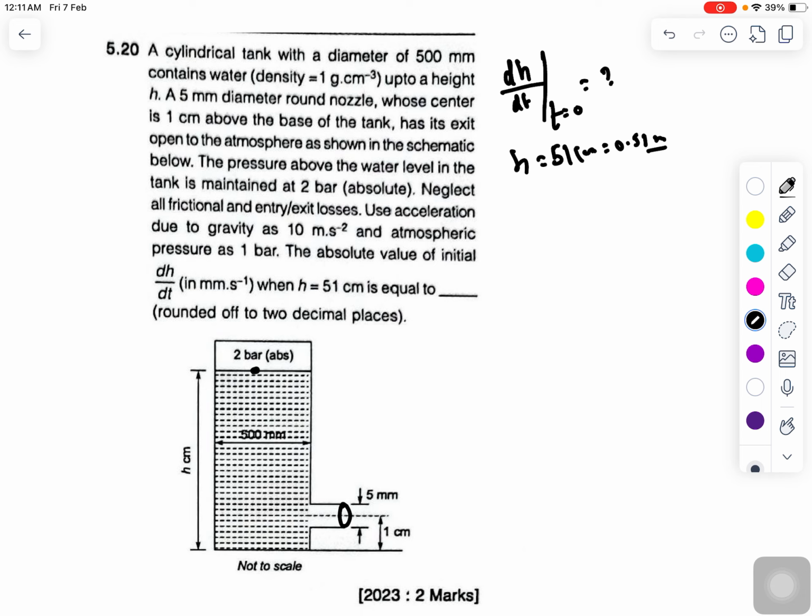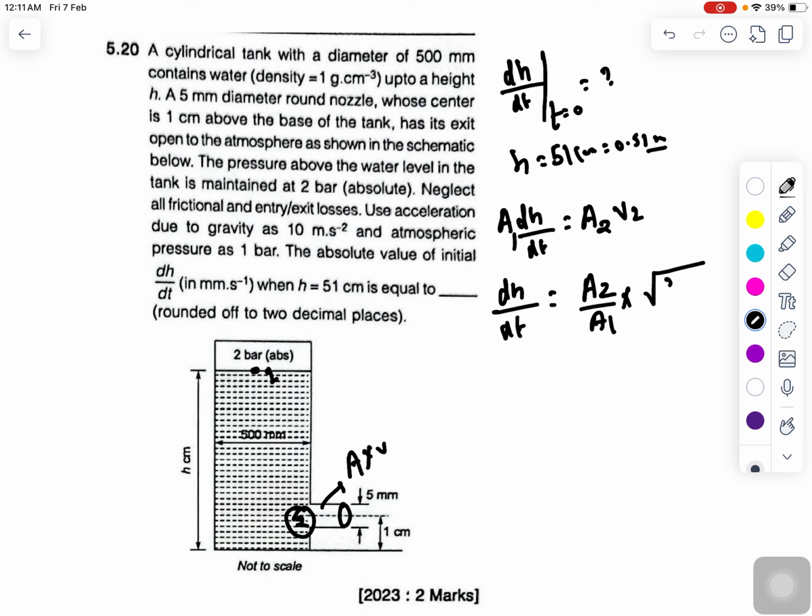If I apply the continuity equation, I can write A1 dh by dt equals the total discharge, which is area into velocity. So the area at this point, let's say this one is 0.1 and this one is 0.2, so this one is A1 and this one is A2 and velocity V2. So what is dh by dt? dh by dt is equal to A2 divided by A1, and V2 will be equal to root 2gh. At t equals 0 the height will be h, right? So that's why we are calculating this thing, dh by dt.